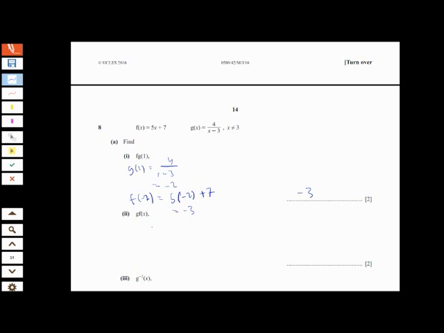So moving on, put function f in g. So g of f, function f in g, so 4 over 5x plus 7 minus 3. You simplify that, and you get 4 over 5x plus 4. So that is your answer.